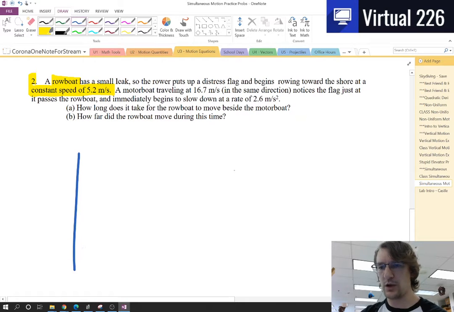So let's do this. Here is the water, and here's our little green rowboat. And then here is our sweet motorboat. I don't know how to draw a motorboat, but it's fast. You can tell because of the way it is.